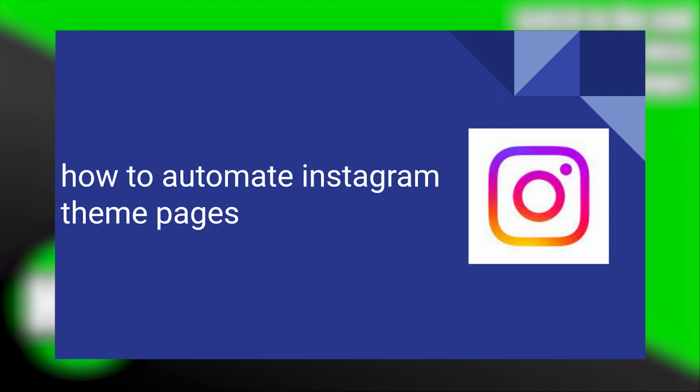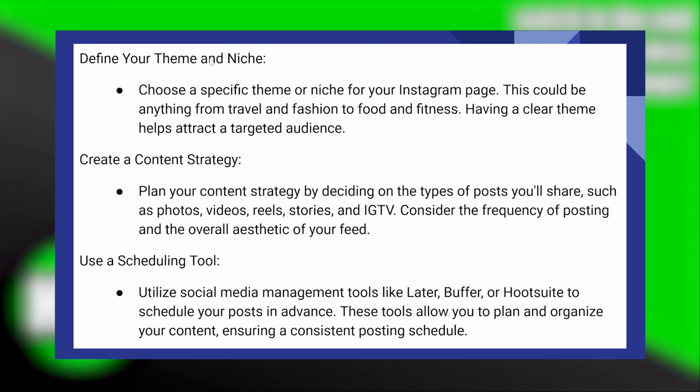Automating Instagram theme pages is very easy to do. Today I'm gonna show you how to do it. Choose a specific theme or niche for your Instagram page. This could be anything from travel and fashion to food and fitness. Having a clear theme helps attract a targeted audience.